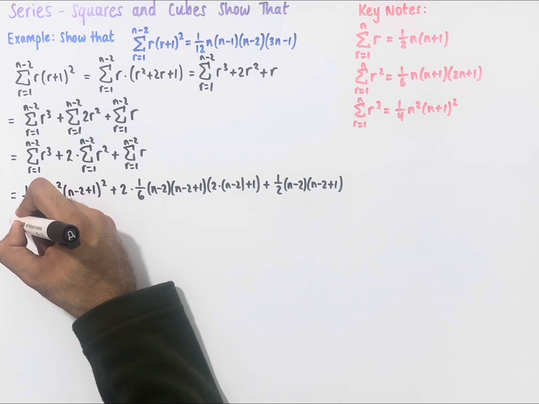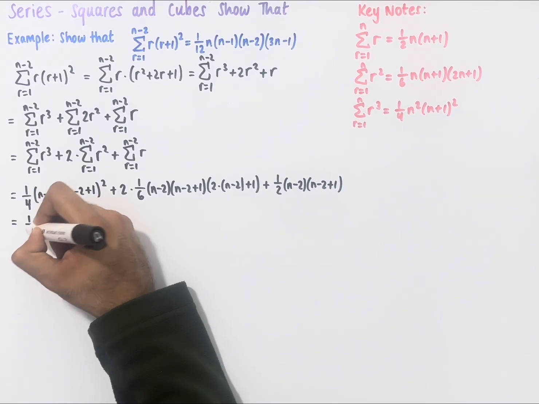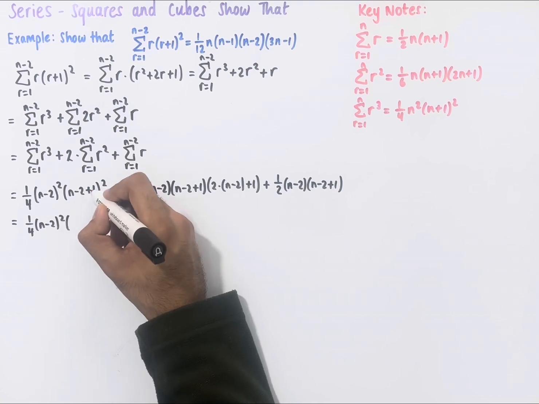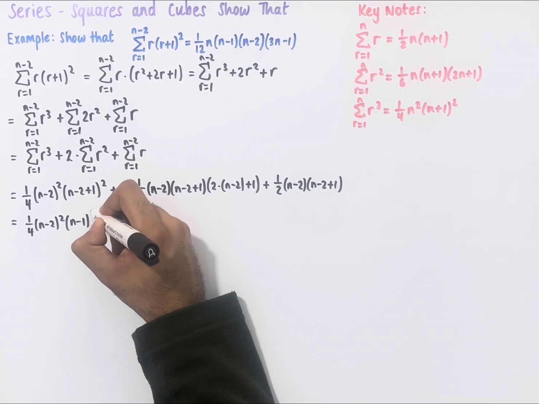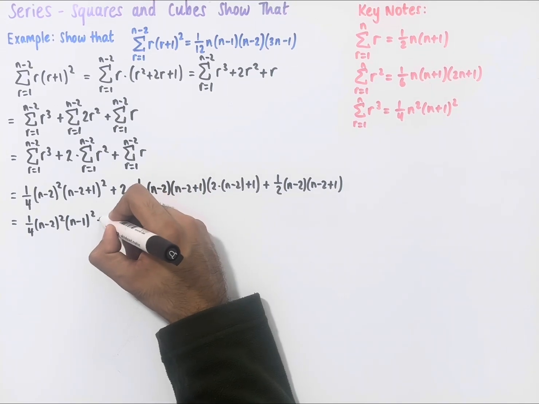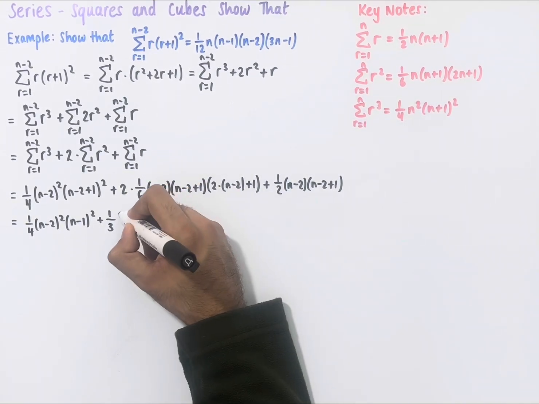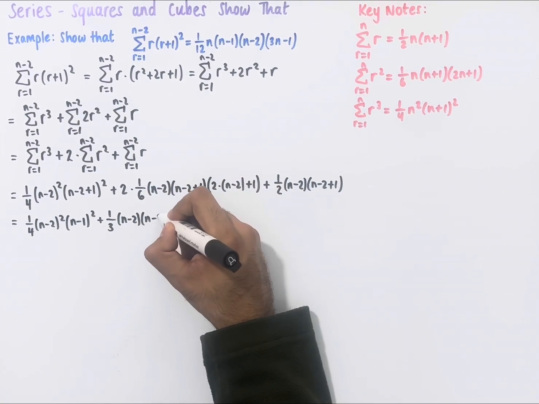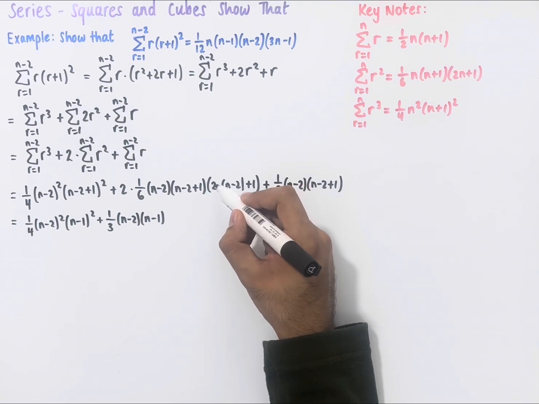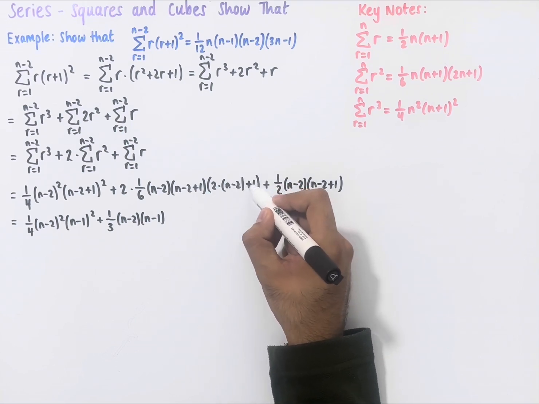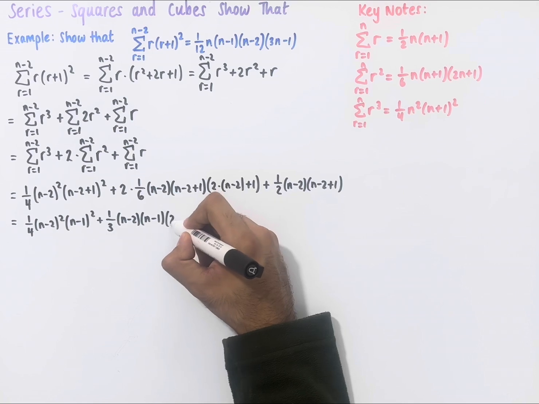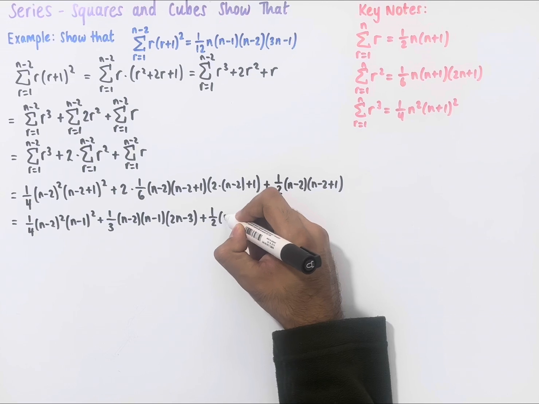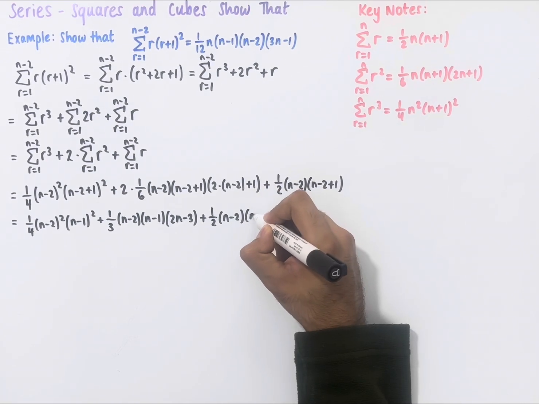Now simplifying each term, we end up with a quarter (n minus 2) all squared, and then this bracket becomes n minus 2 plus 1, which is (n minus 1) all squared. Then we have 2 times a sixth, which is a third, and then (n minus 2), and n minus 2 plus 1 becomes n minus 1. 2 times n is 2n, 2 times minus 2 is minus 4, and minus 4 plus 1 is minus 3. So we end up with 2n minus 3. And then this last term becomes plus a half, (n minus 2)(n minus 1).